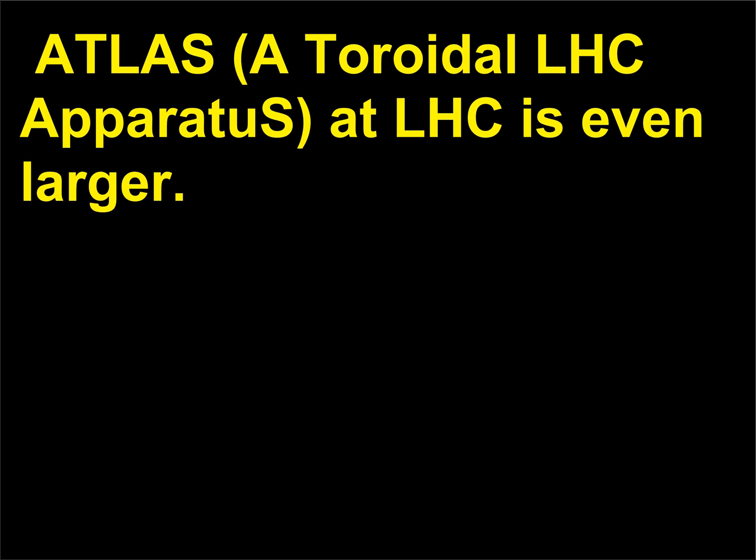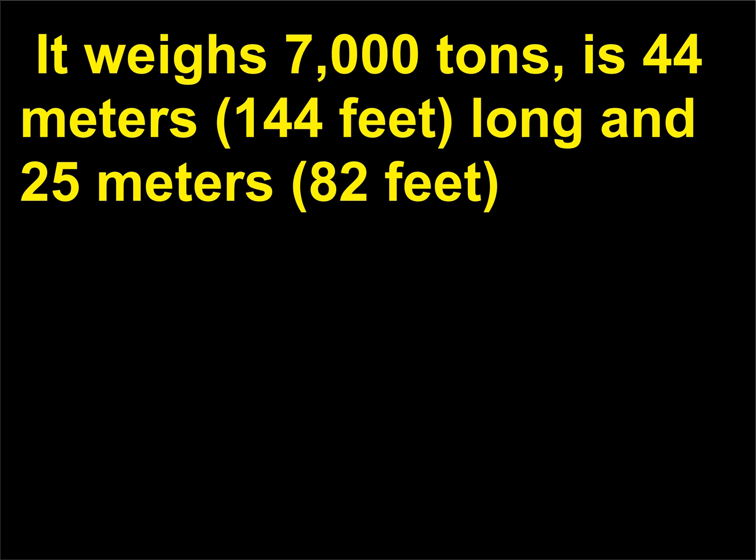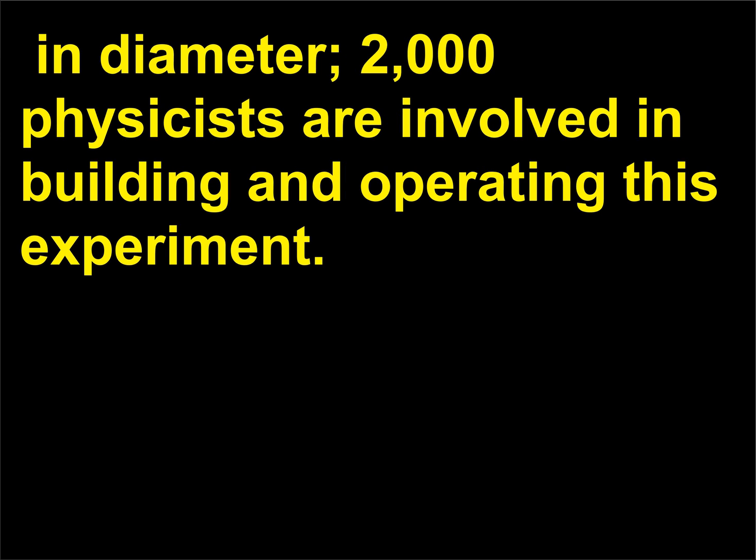ATLAS, a toroidal LHC apparatus, at the LHC is even larger. It weighs 7,000 tons, is 44 meters, 144 feet, long and 25 meters, 82 feet, in diameter. 2,000 physicists are involved in building and operating this experiment.